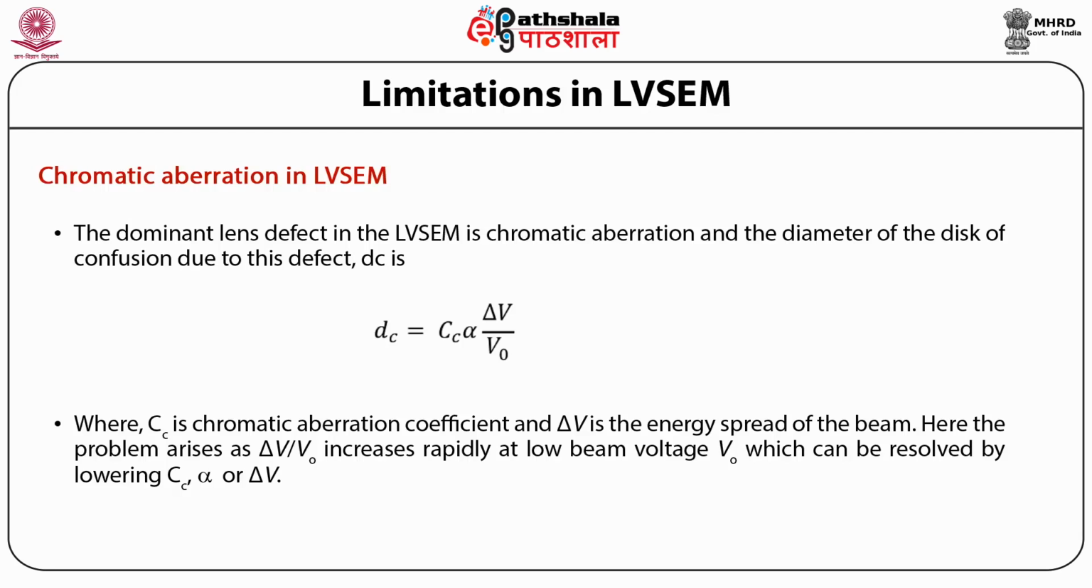Lenses can be designed to reduce Cc by shortening their focal length. It is practically difficult to design a system for Cc less than 0.2 millimeter. However, it is relatively easy, in terms of the total magnetic flux required, to construct a lens of short focal length at low energy.